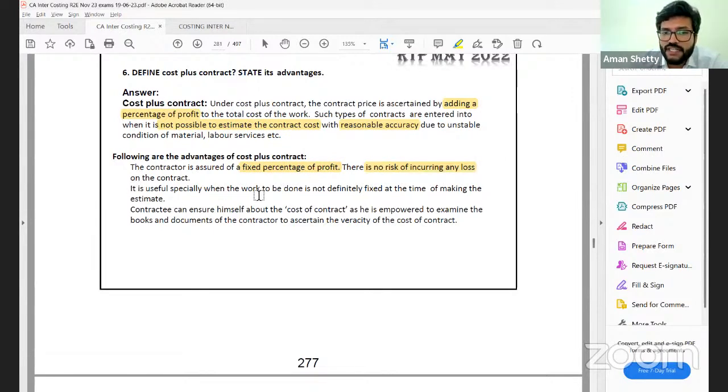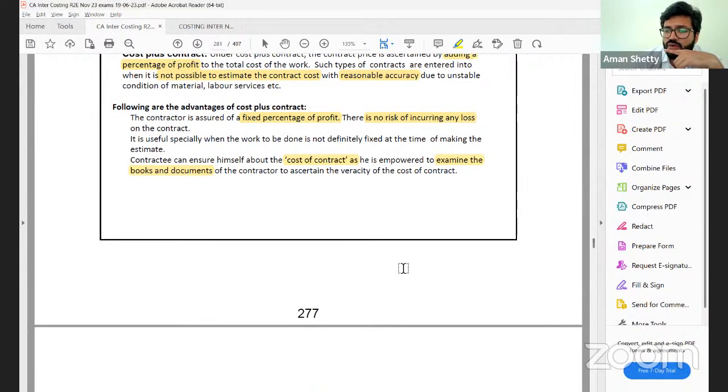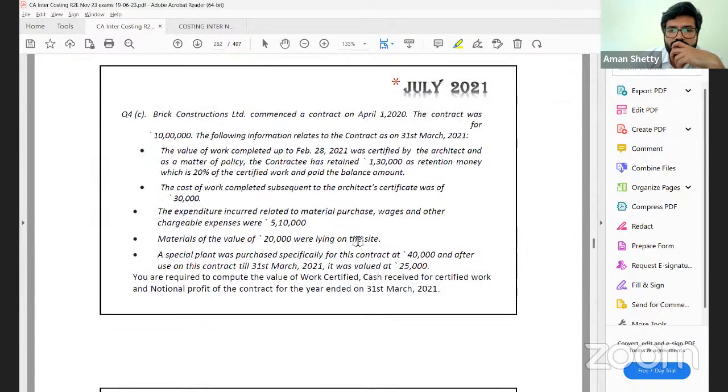It is useful, especially when the work to be done is not definitely fixed at the time of making the estimate. The contractee can assure himself about the cost of the contract as he is empowered to examine the books of account. Yes, so he can examine the books of account, whereas in a fixed price contract, can the contractee access the books of account? No. Yes, sir.